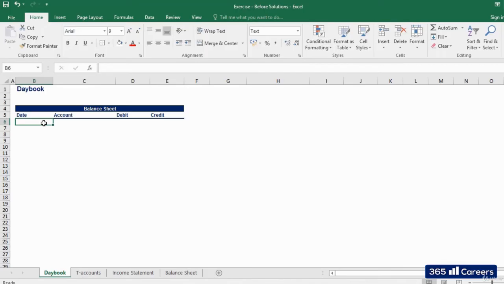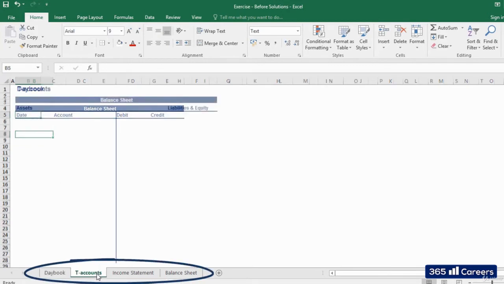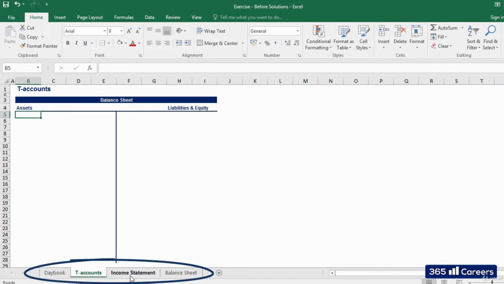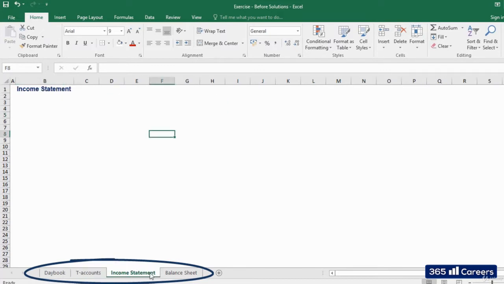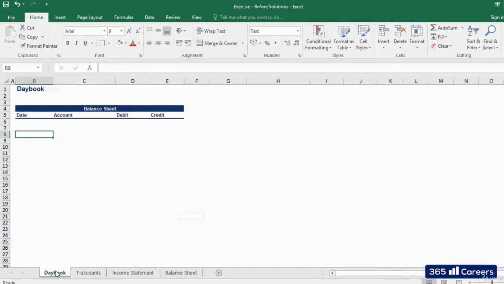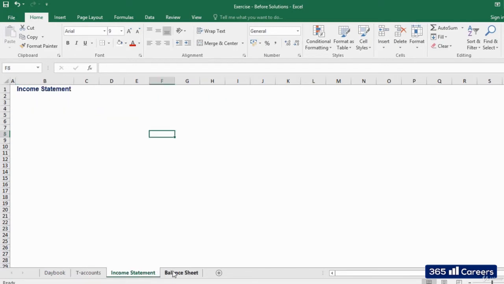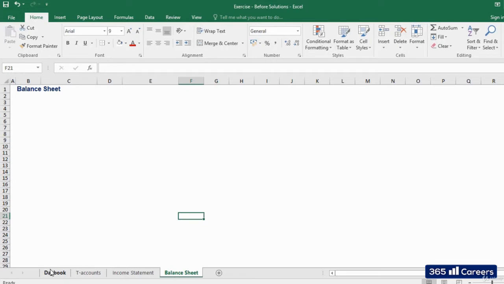So, here is our file. Let's take a look at how it's organized. As you can see, it has 4 sheets: Daybook, T accounts, Income statement, and Balance sheet. Imagine that these are pieces of white paper. This is how we are going to use them. We won't apply any complicated Excel formulas. The first sheet will contain daybook entries. In the second sheet, we will draw the respective T accounts. And in the third and fourth sheets, we will have our complete financial statements.